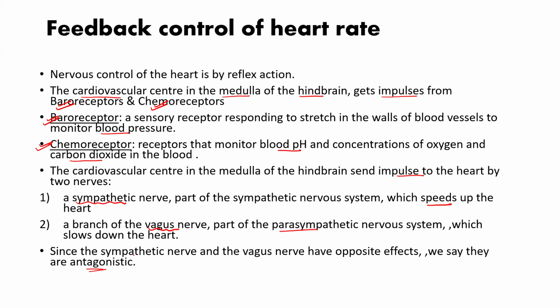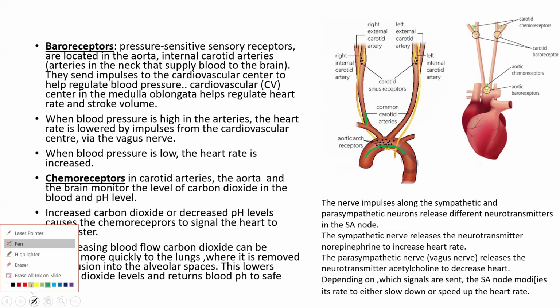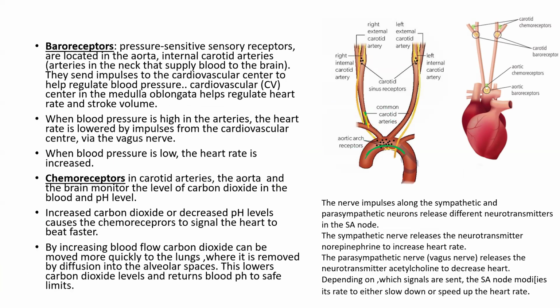Clear? Now let us understand where the baroreceptors and chemoreceptors are present. See, understand this diagram carefully. It will be helpful for you. Please try to focus. See, this is the aortic arch, and this is your carotid arteries. This is your common carotid arteries. Please try to focus on the board.